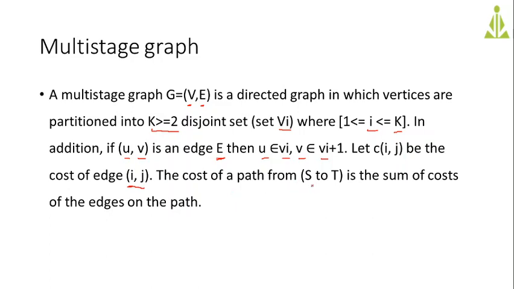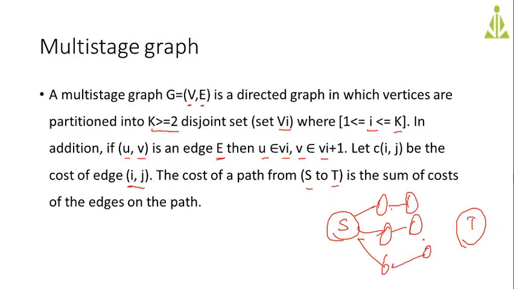The cost of the path from S to T: in every graph we will have S and T, the starting point and the terminal point, and in the middle we will have different nodes and edges. Like this we will have edges. So in this, S and T are the starting and termination points. We need to go from the starting point to the termination point. The cost of the path is the sum of the costs of the edges on the path.